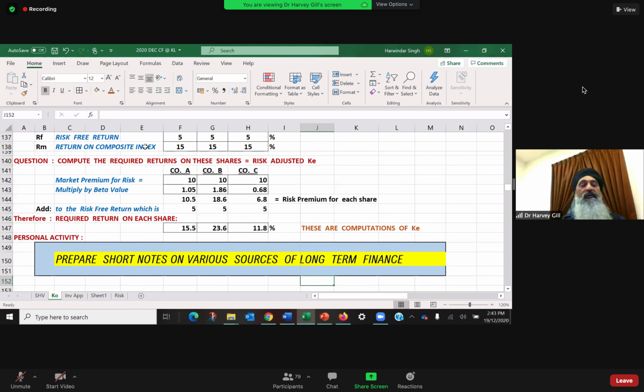Lest I forget, I want to recommend that please undertake a personal activity, if possible this evening, to prepare short notes on various sources of long-term finance, because your assignment requires you to talk about external sources of finance. This will definitely help you if you can prepare some notes on the various sources of long-term money. Maybe just some short notes today, so that if you have any questions to ask me, you can ask me tomorrow. So start doing some reading with purpose today, as it were.